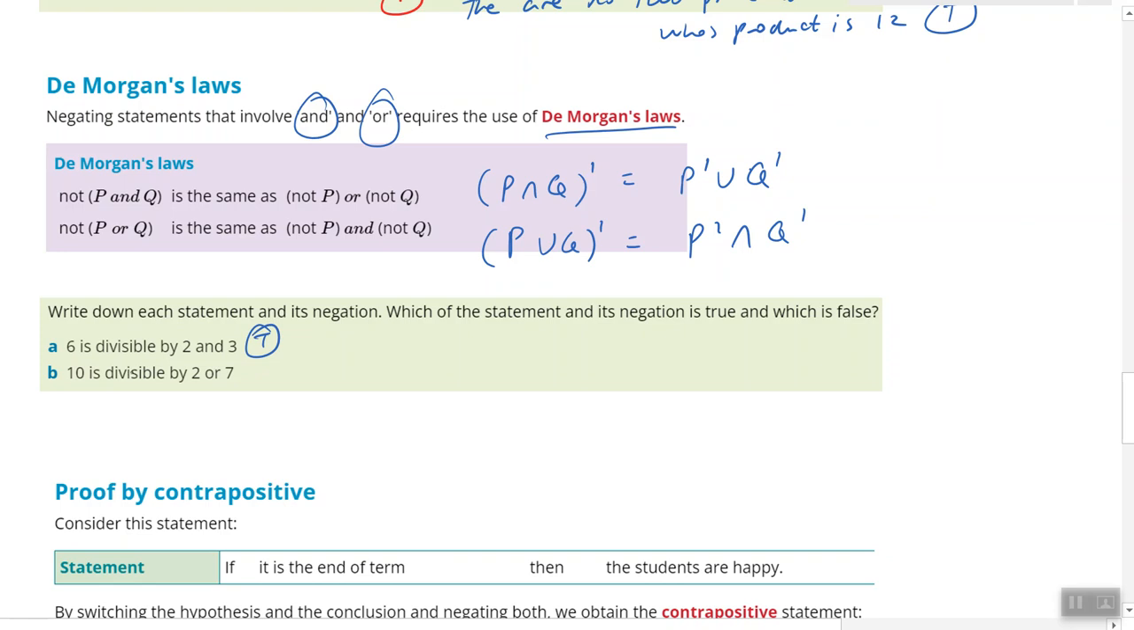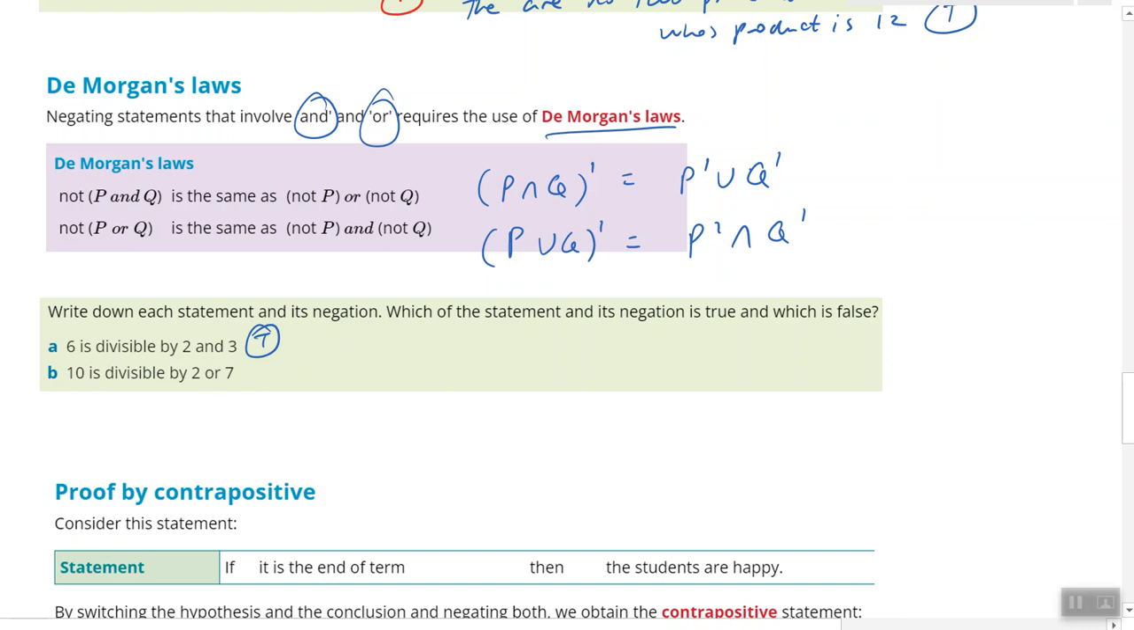Okay, now you've got to be careful here. The or is very inclusive, whereas and is not. So 6 has to be divisible by 2 and also 3 as well. But 10 can be divisible by 2 or 7. So it's leaving the option open. Can it be divisible by either one of them or both of them?